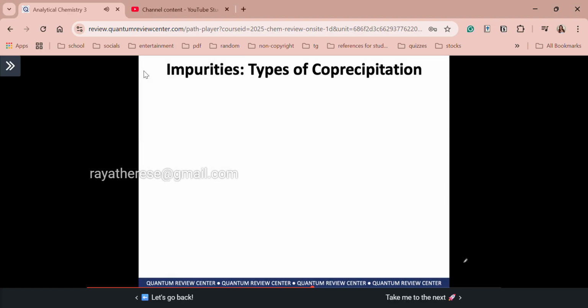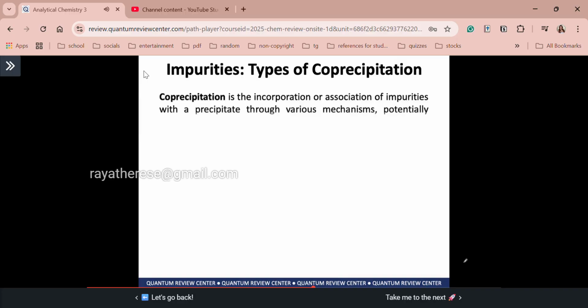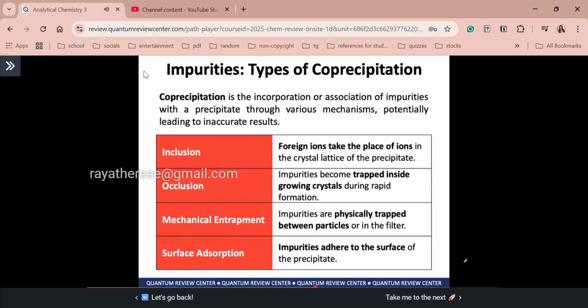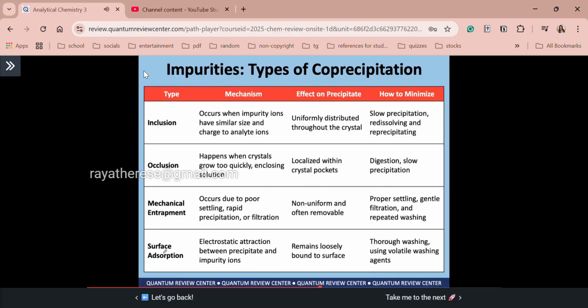Okay? So class, since alam natin na may tendency to form ng impurities, let's talk about co-precipitation. This is the incorporation or association of impurities with your desired precipitate. At marami sila class. We have inclusion, o naka-highlight ko, foreign ions take place the ions of your analyte. Occlusion and mechanical entrapment, halos similar. May natatrap inside the growing crystals. Ito class ang pinaka-common, surface adsorption among small particles. Ano may small particles? Sa colloid ba yan? Yes. So very common sa colloidal ang surface adsorption. So ito class yung mechanism nila. So ito yung mga pwedeng mangyari. Okay? And of course, yung corresponding na co-precipitation mechanism.